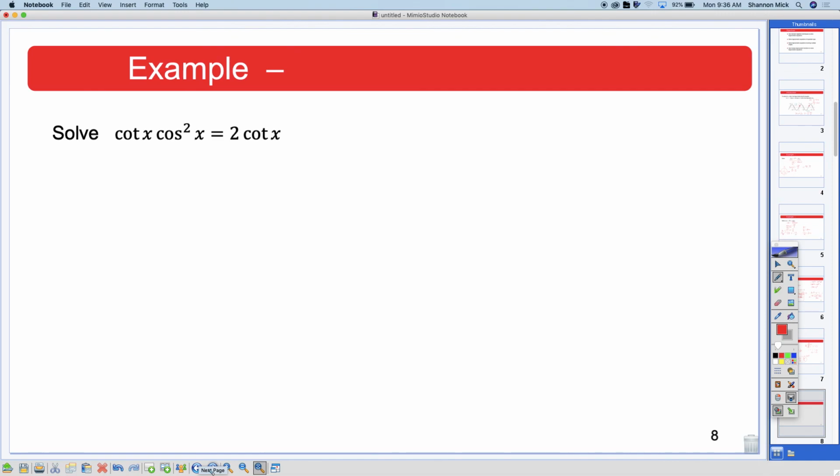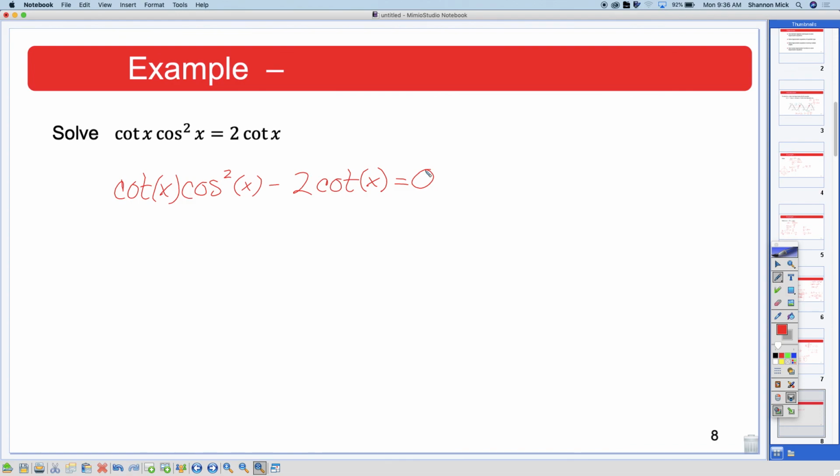Okay, cotangent x cosine squared x equals 2 cotangent x. Throw something out there, let's see if it sticks. Minus cotangent of x over to the other side. Get everything on one side, right? Okay. So I have cotangent of x, cosine squared of x, I like my parentheses, minus 2 cotangent of x. Oh, but this is multiplication on the left, so I can't subtract it.